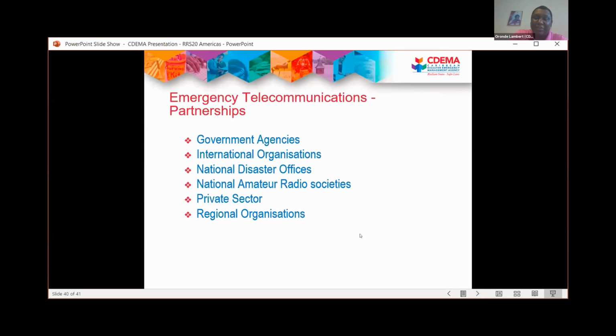And last but not least, we could not do all of this without the partnerships that we have. Partners with the government agencies, international organizations like the ITU. We've had a cooperation agreement with the ITU for a very long time, and they've been a very, very good friend to us. The National Disaster Offices, the National Amateur Radio Societies, the private sector, and regional organizations like sister organizations like the CIMH and the CTU. We've been able to leverage their expertise in areas to assist us and the region.